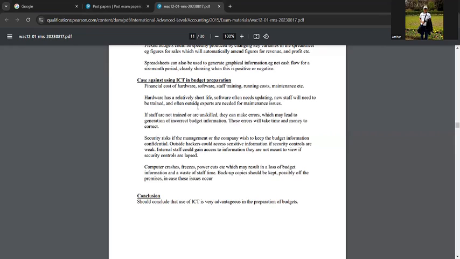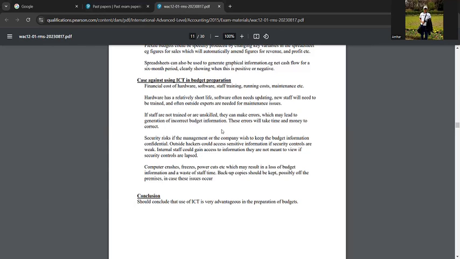And hardware has a relatively short life. Software needs updating, so they need to update software, and new staff need to be trained. And there may be maintenance issues and all that. So this is a drawback for the company. And then they're saying if staff are not trained or if they are unskilled, then they can make errors. So it will lead to an incorrect budget. So these errors will also take time and money to correct.